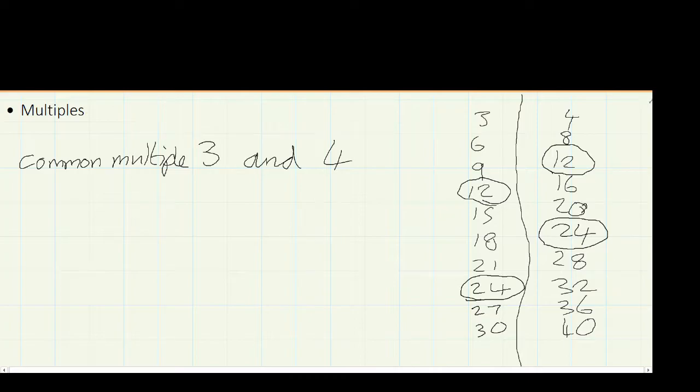Are there any more? Well, the 3 times table only goes to 30. So 28, 32, not the case unless you go slightly a bit further, which Mr.